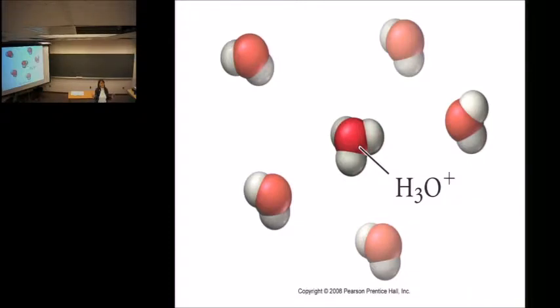Lemon juice, lemons, you've got citric acid, oranges, yes. How about, we talked about acetic acid. You know acetic acid is in vinegar. That's right, that's what acetic acid is. That's what gives it that sourness.